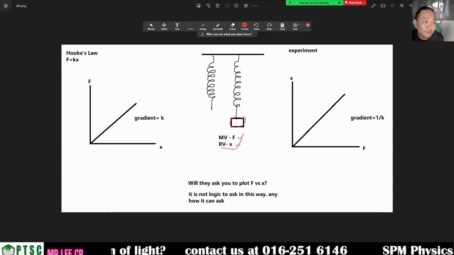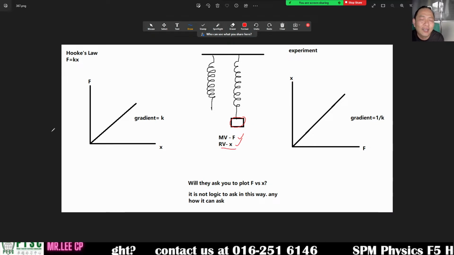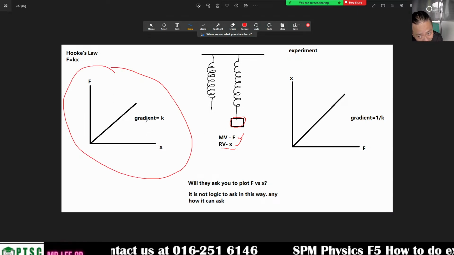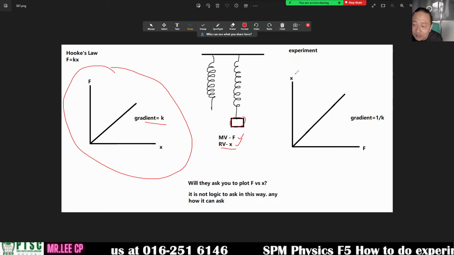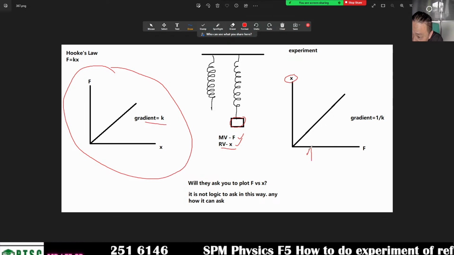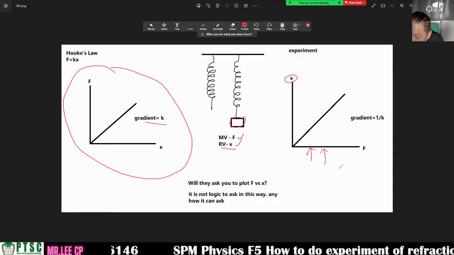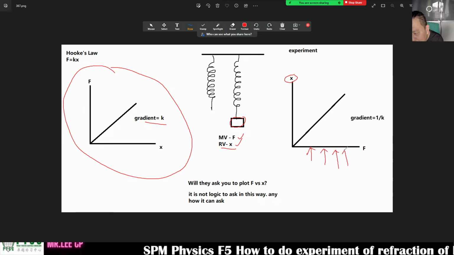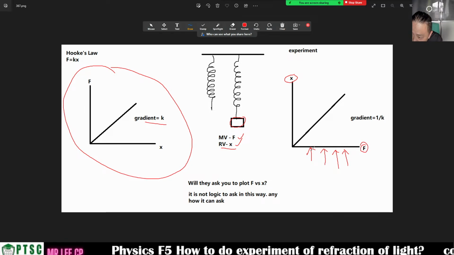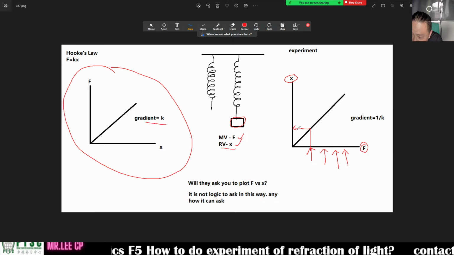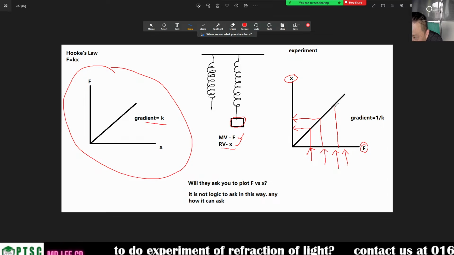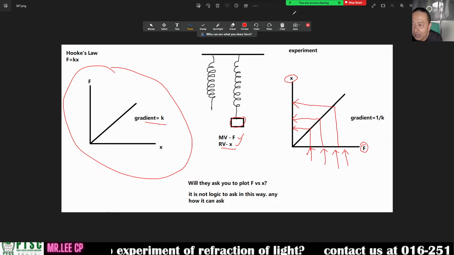I just made this one just now because many of you asked me. I want to take this one as your example. When Hooke said this one, gradient is k. Yes, he said that. But when we do experiment, you hang something on it, your weight increases, your weight increases, your weight increases. This is manipulated. We always put it here. Responding: you put 2 kg, extend 1 cm. You put 3 kg, extend 5 cm. You put 7 kg, extend how many cm? Like that.